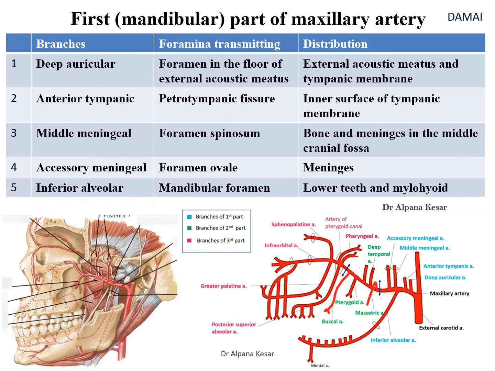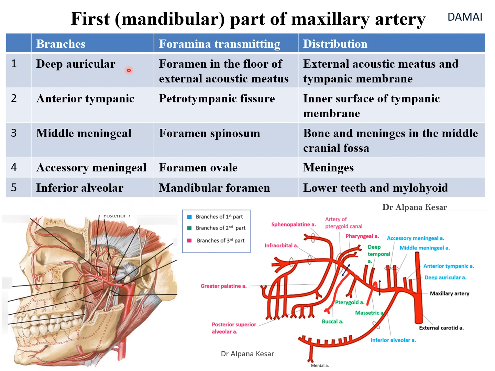Each part of maxillary artery gives several branches. The first part of maxillary artery gives 5 branches. 2 branches supply the structures of ear, 2 arteries supply the meninges, and 1 branch supplies the teeth. The 5 branches are deep auricular, anterior tympanic, middle meningeal, accessory meningeal, and inferior alveolar.